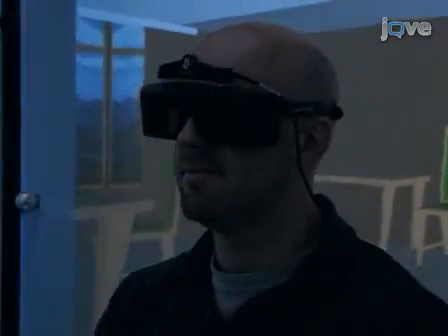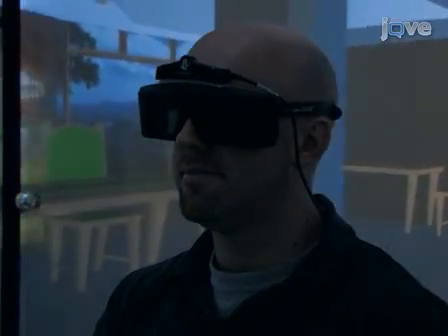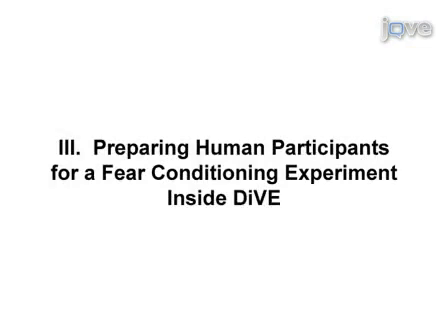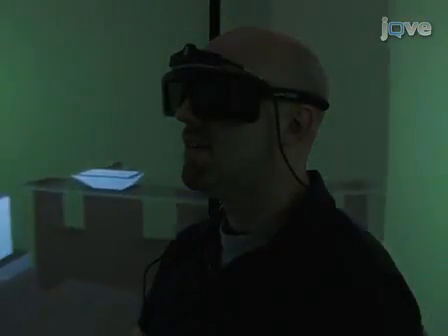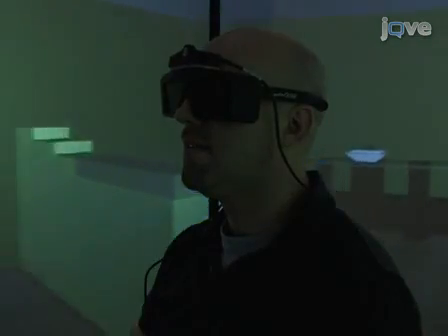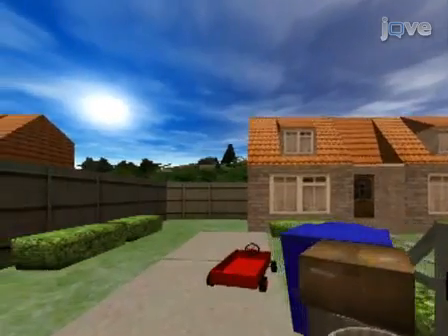Now let's see how to set up a participant for a fear conditioning experiment within the DIVE system. During fear conditioning experiments inside the DIVE, participants encounter dynamic conditioned stimuli consisting of snakes and spiders paired with electrical wrist stimulation.